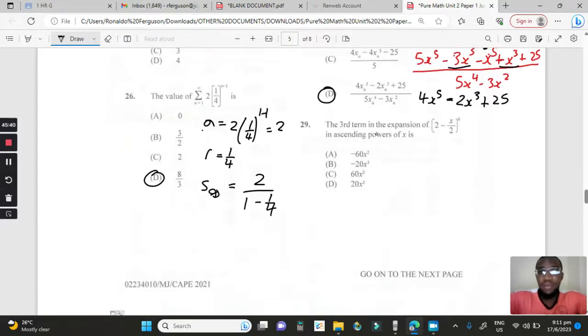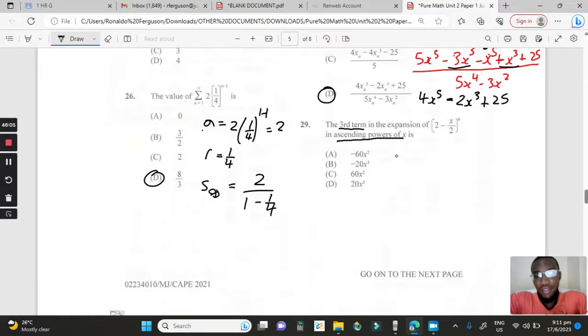Question 29, we need to expand this. So we need to expand this right here in ascending order, and they want the third term in the expansion. So if we need the third term and we're going in ascending powers, the constant is the first term, x is the second term, then x squared is the third term.